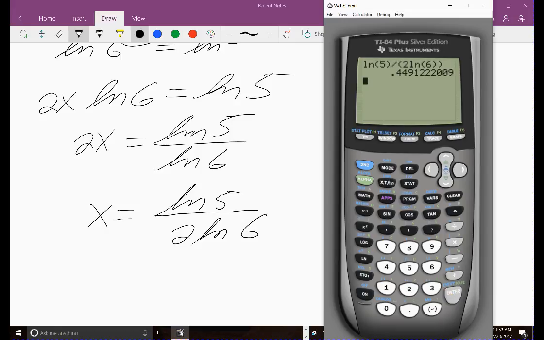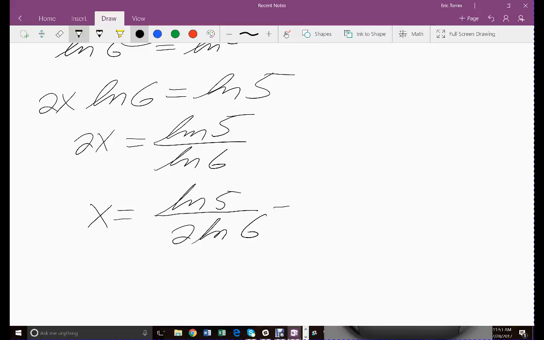And if I'm going to round this to 4 decimal places, that would be 0.4491. And that's our final answer. Hopefully you like this technique, or at least can follow it and use it when appropriate.